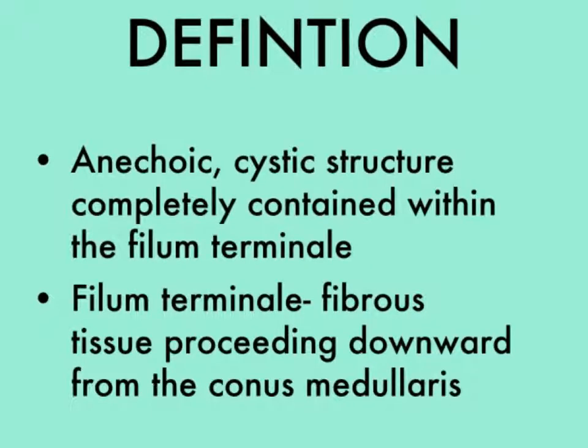Let's begin by defining a filar cyst. On ultrasound, a filar cyst will appear anechoic because it's a cystic structure which is completely contained within the filum terminale. And many of you may be unfamiliar with the term filum terminale. It is the fibrous tissue that proceeds down the conus medullaris, or the tapering portion of the spinal cord.